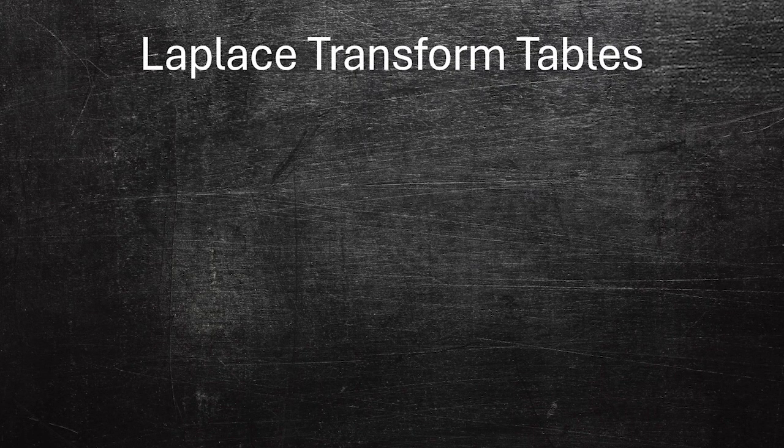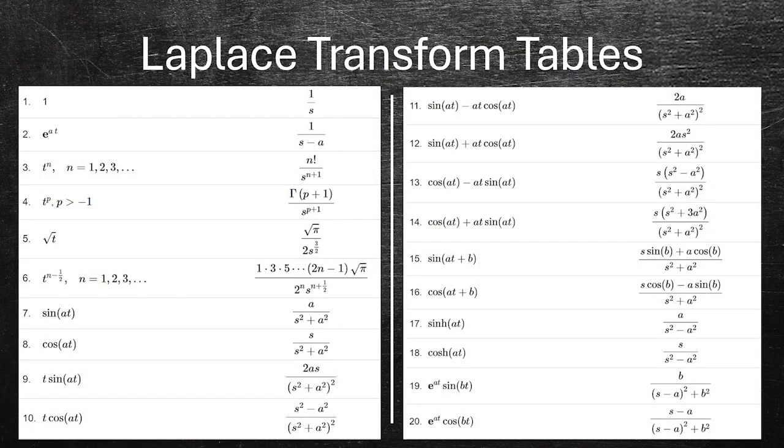In these tables, on the left of each screenshot, you have your small f of t, and on the right, you have your big F of s. They're the same thing, they're just in these different mathematical languages we call spaces. The one on the right is in what we call Laplace space, and the one on the left is what I'm just calling regular space, because that's what we're used to.